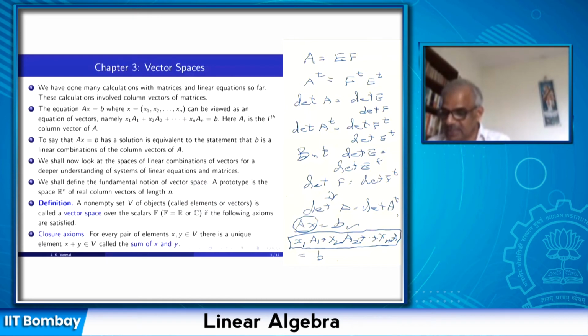Okay? So the first set of axioms are called the closure axioms. The closure axioms are: for every pair of elements x and y in V, so elements of V we are calling elements or vectors, both the terms are used, take two vectors, then there is a unique vector called x plus y. This is called the sum.